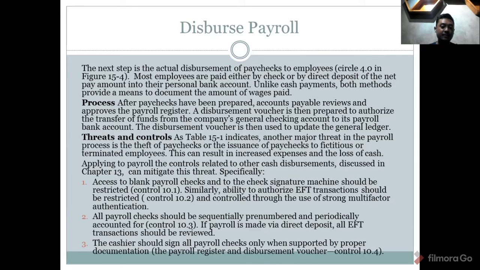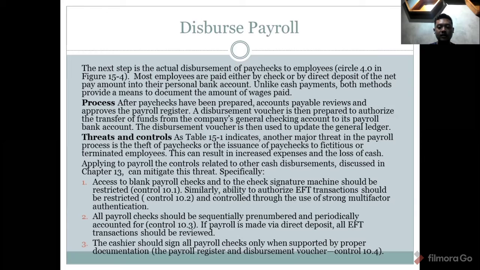Disburse payroll. The next step is the actual disbursement of paychecks to employees, circle 4 in figure 50.4. Most employees are paid either by check or by direct deposit of the net amount into their personal bank account. In a net cash payment, both methods provide a means to document the amount of wages paid. After paychecks have been prepared, accounts payable reviews and approves the payroll register. A disbursement voucher is then prepared to authorize the transfer of funds from the company's general checking account to its payroll bank account. The disbursement voucher is then used to update the general ledger.